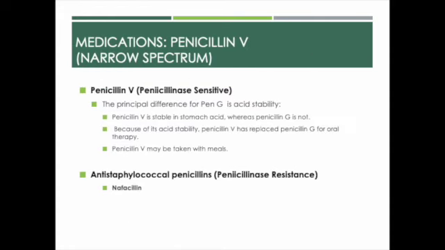Now, penicillin V, also narrow spectrum, is also sometimes called penicillin VK. It's very similar to penicillin G in most of the areas. The primary difference is the acid stability. Penicillin V is stable in stomach acid, but penicillin G isn't. And because of its acid stability, penicillin V has actually replaced penicillin G for oral therapy. Okay, so we use penicillin G mostly for IM.